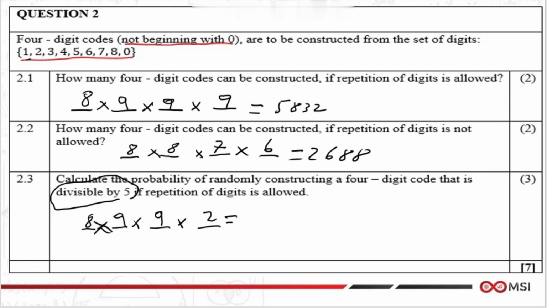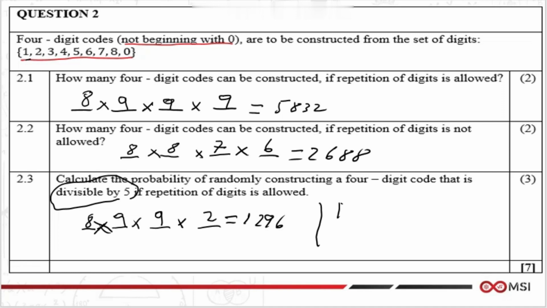Then therefore putting your multiplication sign between the dashes. Then what do we get? How many codes are we going to get? Then 8 multiplied by 9 multiplied by 9 multiplied by 2. Then this gives us 1296 codes. Then but the question was saying what is the probability?